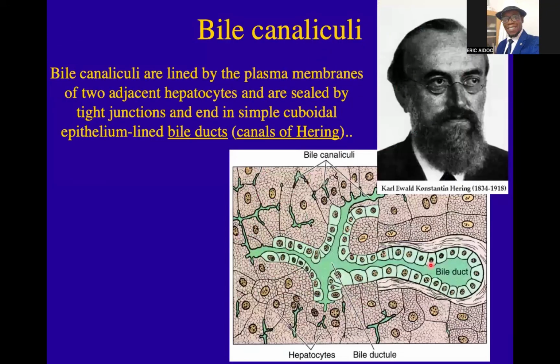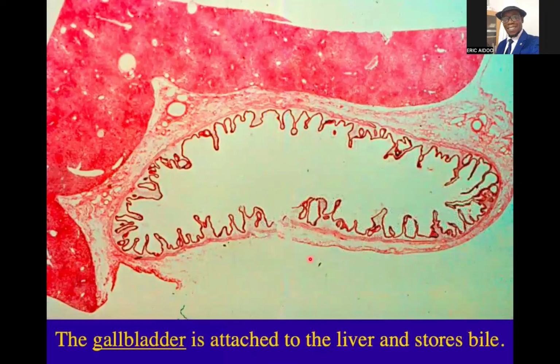Then the bile canaliculi are lined by the plasma membranes of two adjacent hepatocytes, okay, and are sealed by tight junctions and end in simple cuboidal epithelium, which will contain the simple cuboidal epithelial cells. So that is the bile duct with the simple cuboidal nature of cells. That is the canals of Hering, also named after that gentleman.